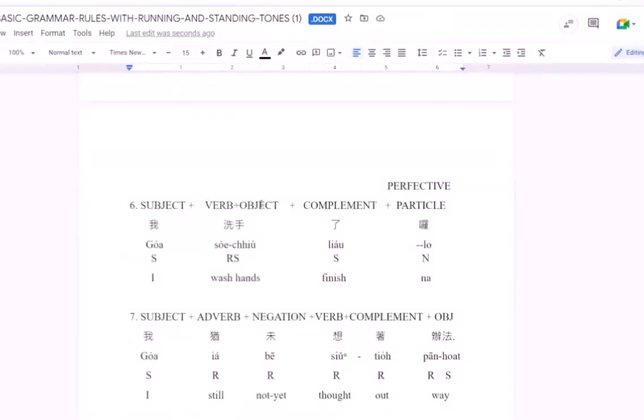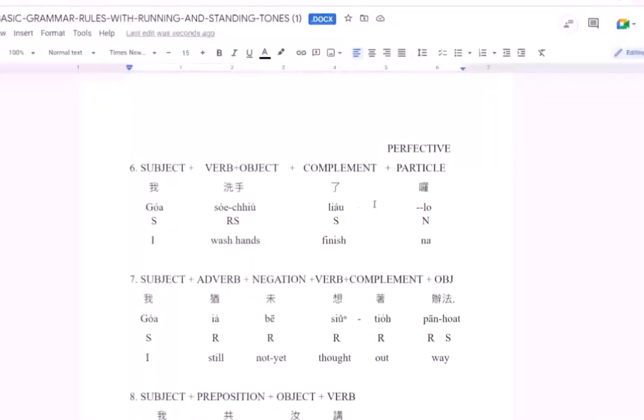But then now we have subject, verb plus object, complement, and perfective particle.